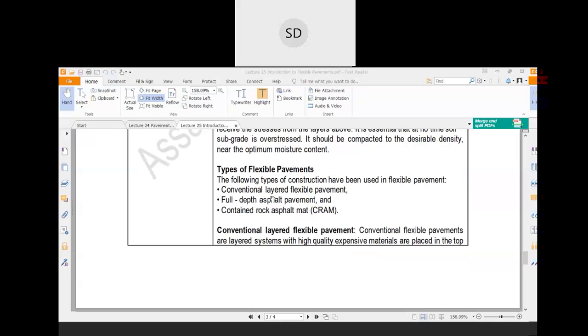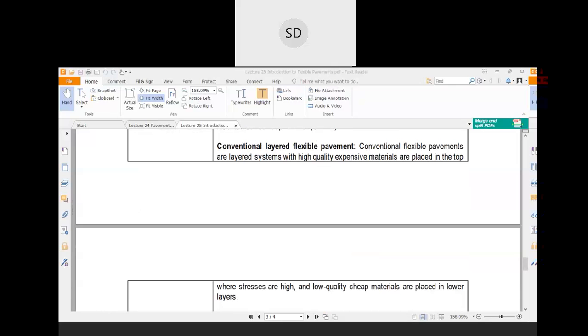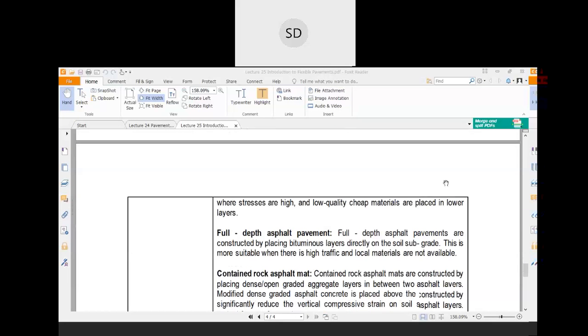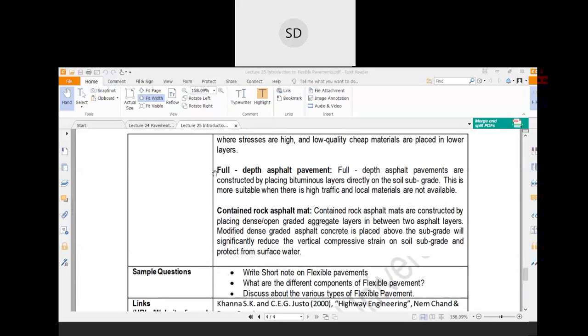So there are different types of flexible pavement. The first one is conventional layered flexible pavement. Conventional layered flexible pavements are layered systems with high quality expensive materials placed at the top, where stresses are high, and low quality or cheap materials placed at the bottom.